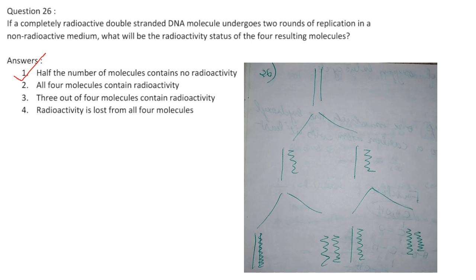If a completely radioactive double-stranded DNA molecule undergoes 2 rounds of replication in a non-radioactive medium, what will be the radioactivity status of the resulting 4 molecules? So this is the radioactive DNA strand, and these scribbled ones are the non-radioactive strands. Now the DNA undergoes semi-conservative replication. So in the first round of replication, the two radio-labeled strands separate and it has been grown in non-radioactive medium, so no radioactivity will be incorporated. It is shown like this. So hybrid molecules you will get. Then again, these undergo a second round of replication and you will get half of them which are non-radioactive and the other half which are hybrids. So the answer here is half of the molecules contain no radioactivity. Answer is option 1.